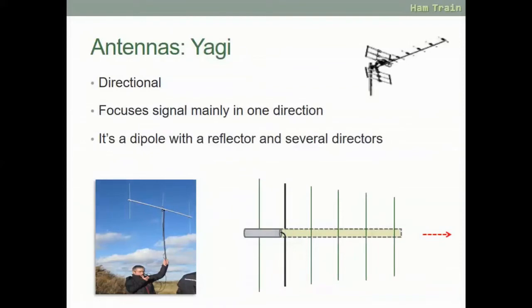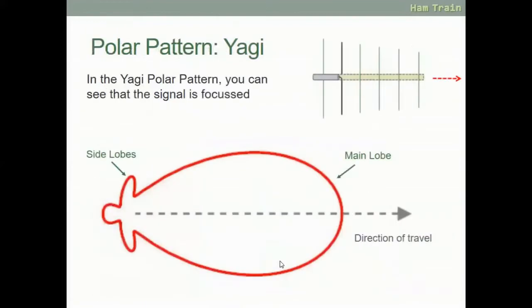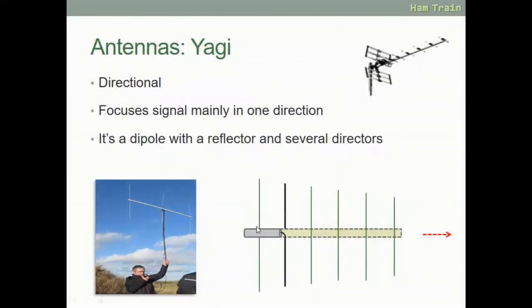And lastly, we have the Yagi. These are directional. I'll show you what that means in a minute. They focus the signal mainly in one direction. It is essentially a dipole. So here we have what we call the driven element, and that is a dipole. And behind it, you have a reflector, and then you have your directors, okay? And these push the signal in the direction of the arrow.